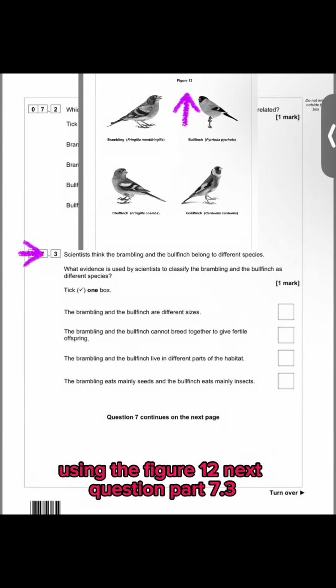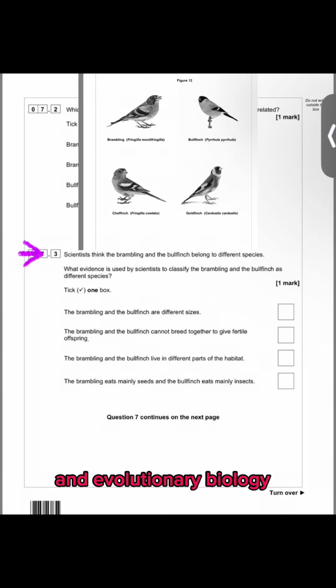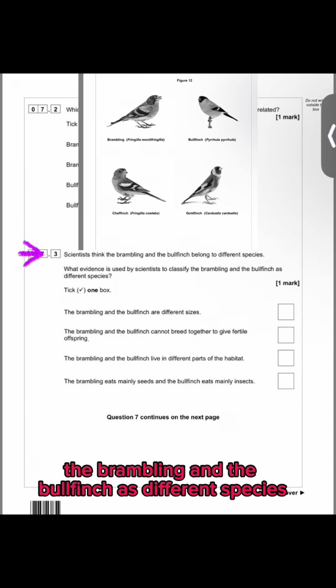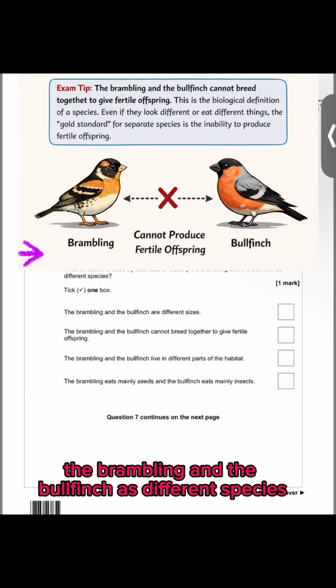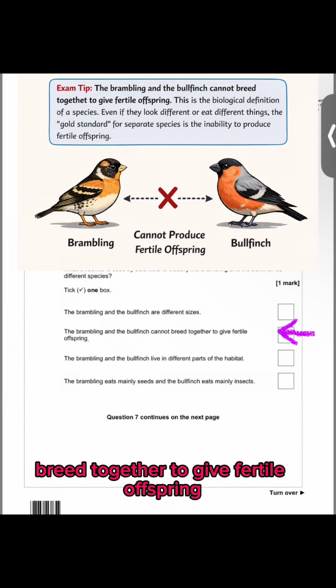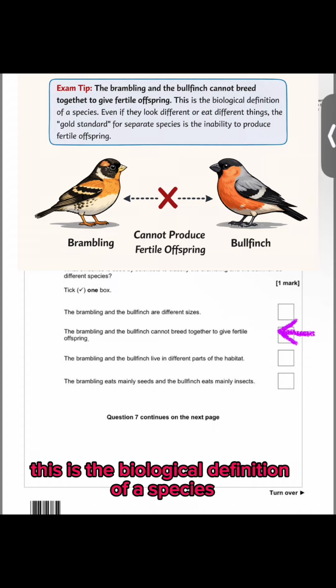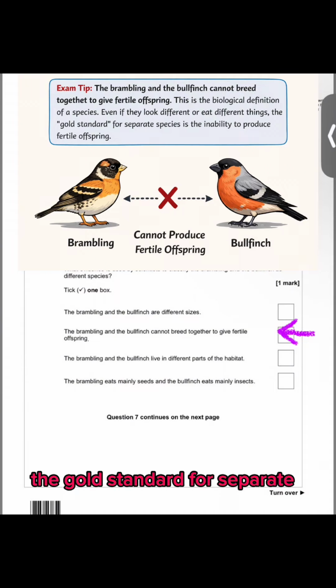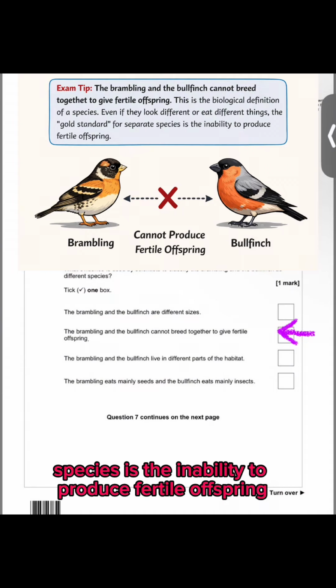Using figure 12, the next question part 7.3, the examiner expects you to show your deeper understanding of taxonomy and evolutionary biology, and asks you what evidence is used to classify the brambling and the bullfinch as different species. The answer to this question is the brambling and the bullfinch cannot breed together to give fertile offspring. Let me give you an important exam tip. This is the biological definition of a species. Even if they look different or eat different things, the gold standard for separate species is the inability to produce fertile offspring.